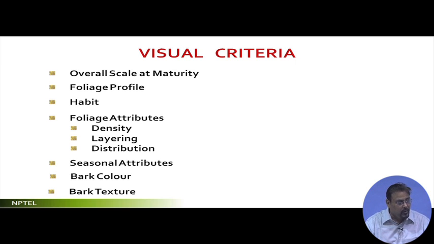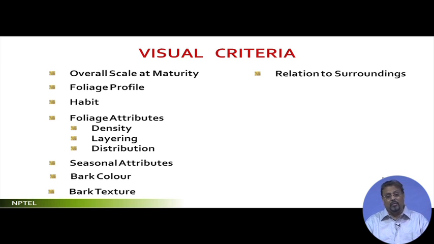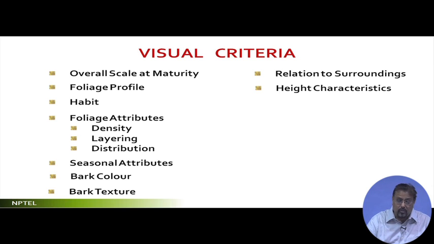Okay, the bark color, then the bark texture, relation to surroundings. That means one tree with respect to the rest, one tree with respect to the other trees, one tree with respect to no other trees, maybe the green lawns, one tree against the structure or a building or any other items. Height characteristics, the height will matter in terms of visuals. I'll go to the details of this.